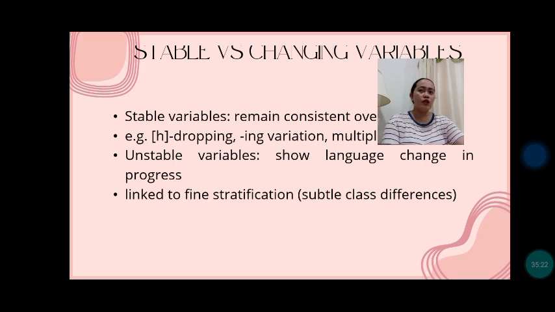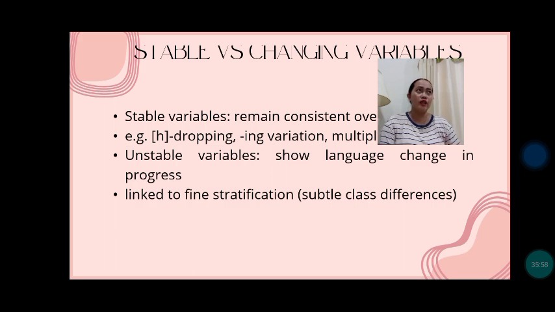So we also have sharp and fine stratification. It distinguishes sharp stratification, where linguistic differences between social classes are pronounced, and fine stratification, where variation is gradual and indicates ongoing language change. Sharp stratification is typically associated with stable features like H dropping and multiple negation, while fine stratification often signals linguistic innovations or change in progress.